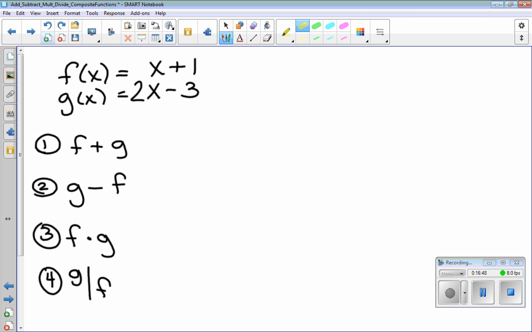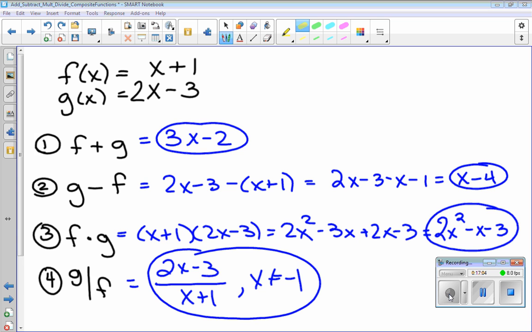Okay, so I've given you your 2 functions. I want you to go ahead and add them, subtract them, multiply them, and divide them. I'm going to turn the light up so you can see what you're doing. So practice. Can you do all of these things? So do me a favor and check your answers. Show me that you got everything that I did. I tried to include my work where I multiplied in number 3, where I distributed the negative in number 2. I also included the domain restriction in number 4, because you know x can't be -1.